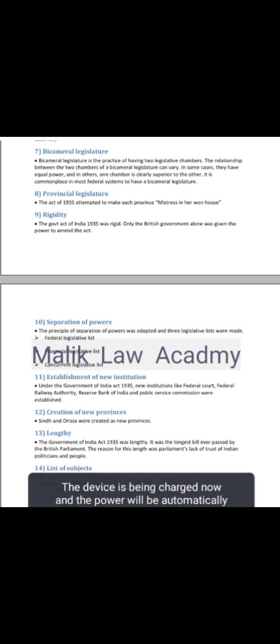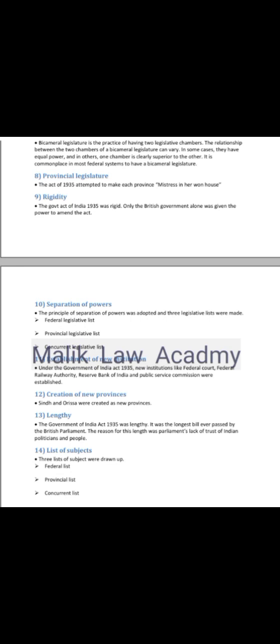Lengthy. The Government of India Act was lengthy. It was the longest bill ever passed by the British Parliament. The reason for this length was Parliament's lack of trust in Indian politicians and people. List of subjects: federal list, provincial list, concurrent list.